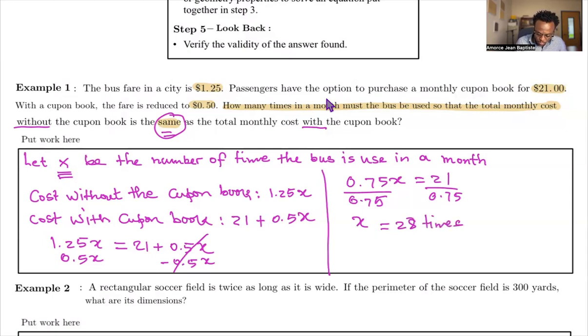If we want to check this, we can plug in: 1.25 times 28 is $35. And then this is 21 plus 0.5 times 28, which is 21 plus 14. That's $35. So it makes sense that if you take 28 trips using this type of service, buying the coupon book and not buying the coupon book would make no difference. And that's exactly what they want me to find. They wanted me to solve for when these two different options make no difference, and it's exactly when you use it, X, 28 times.